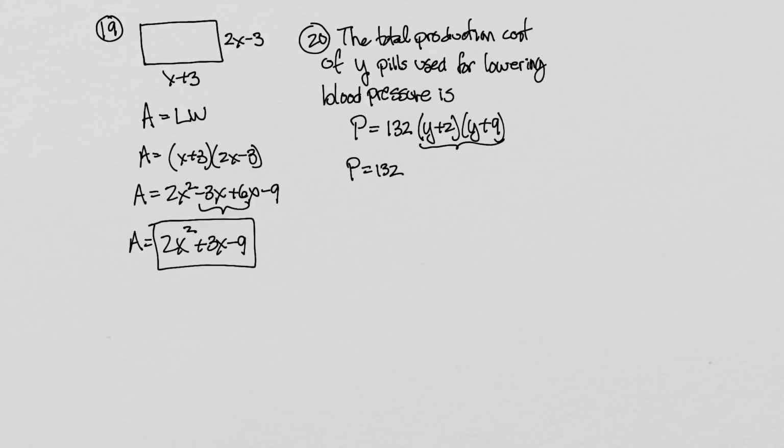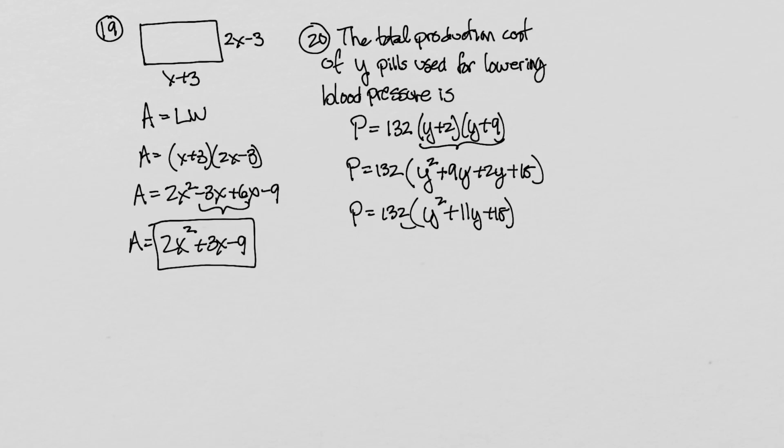Now, why don't you do this one first here? So 132 times, now, let's multiply it. We'll get y times y is y squared. The outer product is 9y, right? y times y is the y squared. y times 9 is the 9y. And then the inner product, plus 2y. And then the last and the last, 18. Simplify a little bit here. We'll get 132 times y squared plus 11y plus 18.